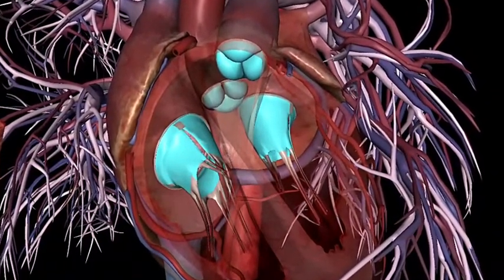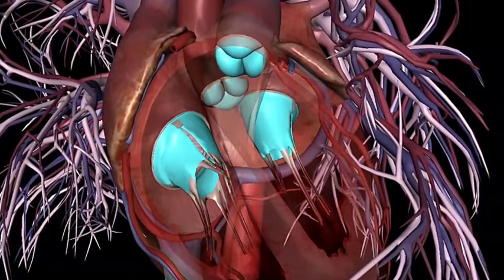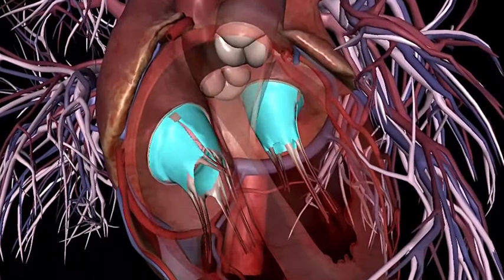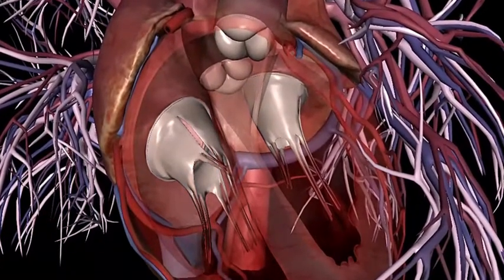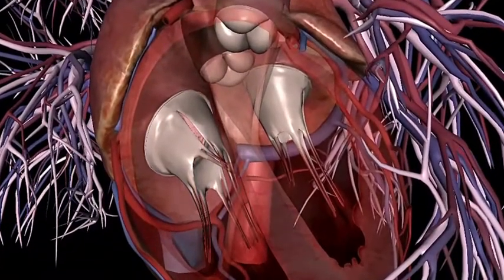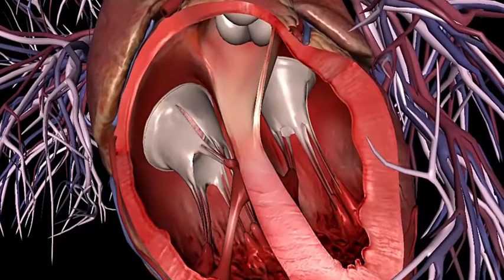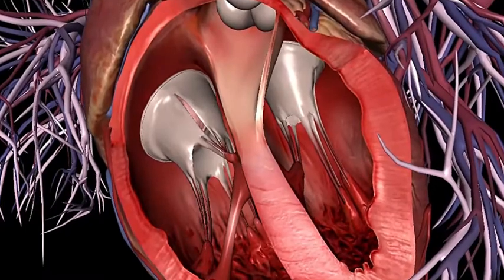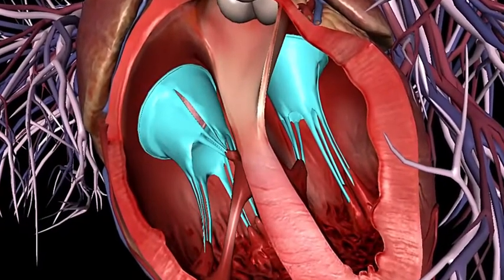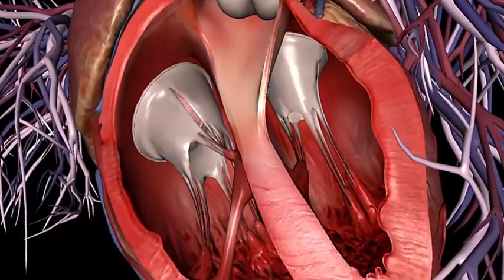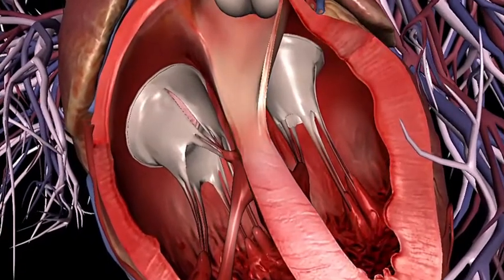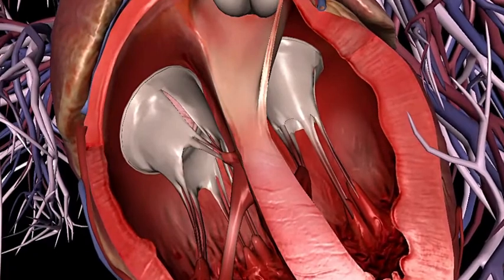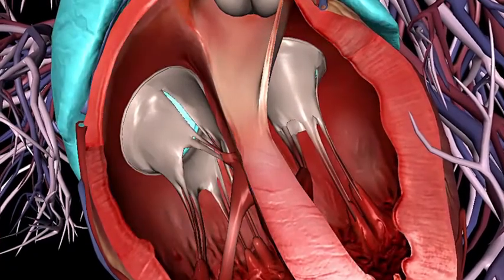The unidirectional flaps that make up each valve are also referred to as cusps or leaflets. Each of the 4 heart valves differs in structure and function. The 2 valves located between the left and right atria and the left and right ventricles are called the atrioventricular valves. They are often referred to by their abbreviation, the AV valves. The AV valves facilitate the flow of blood as it moves into the ventricles from the atria.